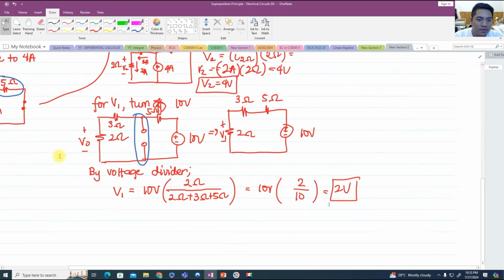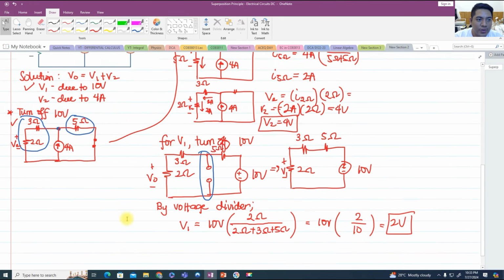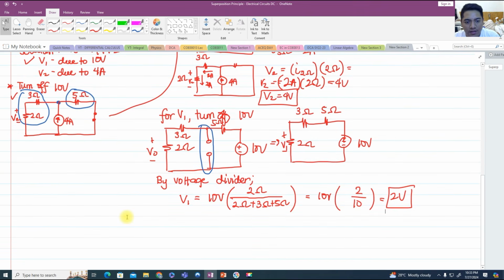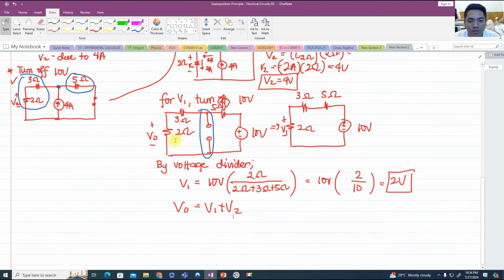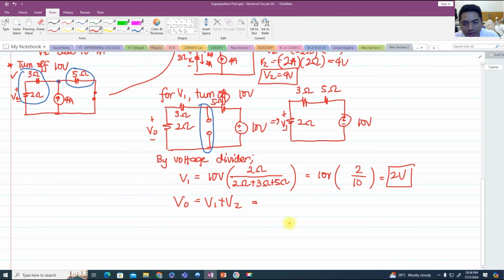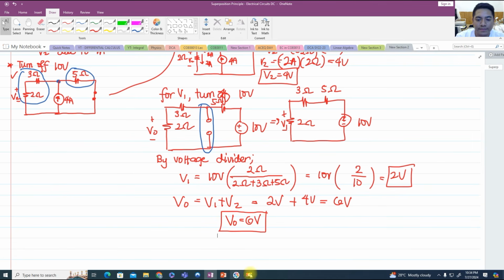So algebraically, we're going to add the V sub 0 to find the total voltage, the voltage at these 2 ohms. So you have V1 and V2. V1 is 2 volts plus V2 is 4 volts. So you have 6 volts. So the answer here is 6 volts. That's the answer for our problem.